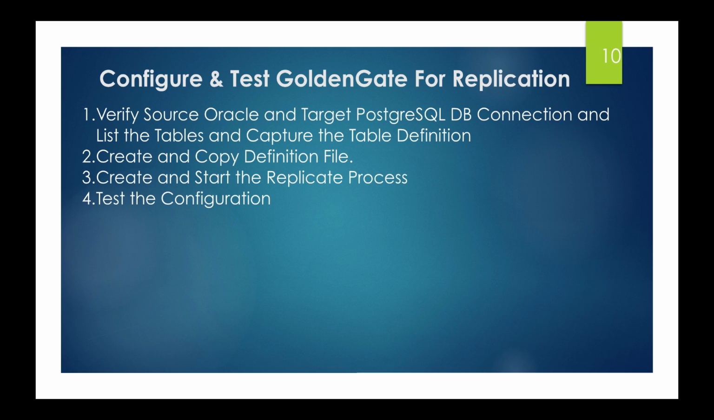the Golden Gate. So coming back to the original discussion, I have to create a copy of the definition file, since it is heterogeneous. The definition file needs to be created and transferred to the remote site. For me, I am taking a single machine, but if you have a remote machine, you have to transfer the definition files as well as the local trails to the remote trails. Then I'll show how to create and start the replicat process and test the configurations.